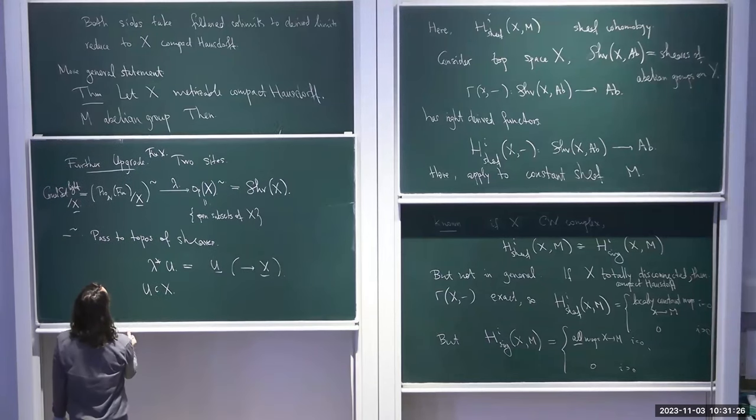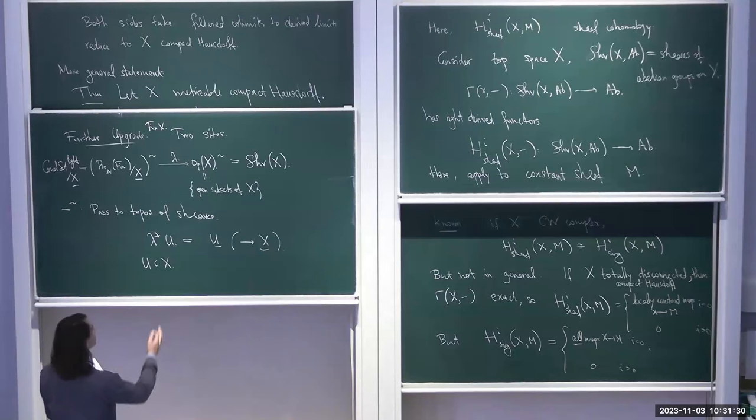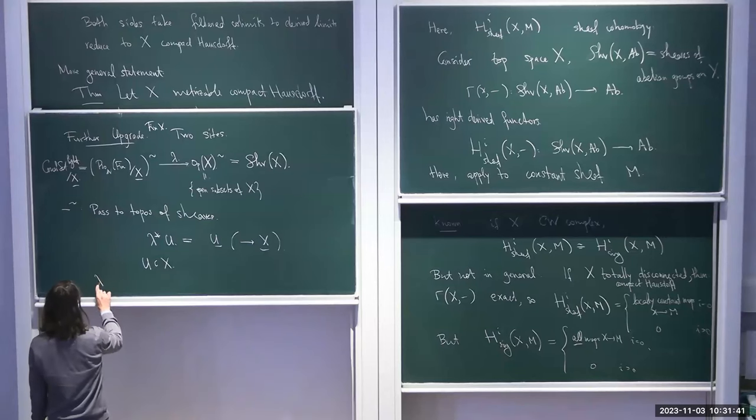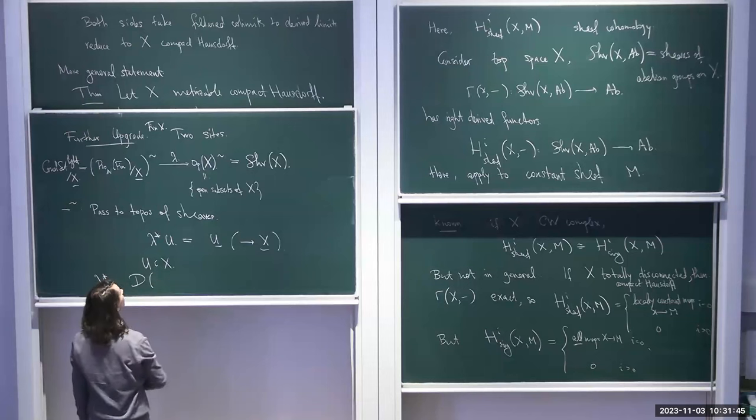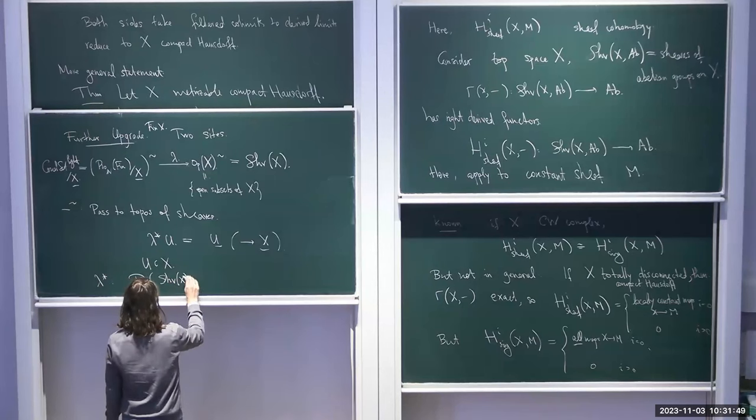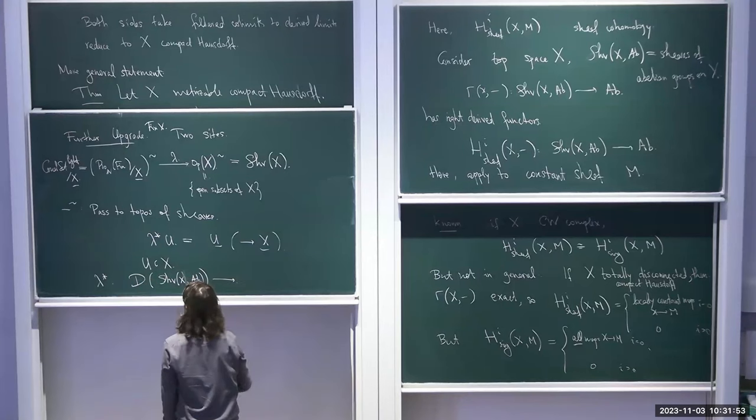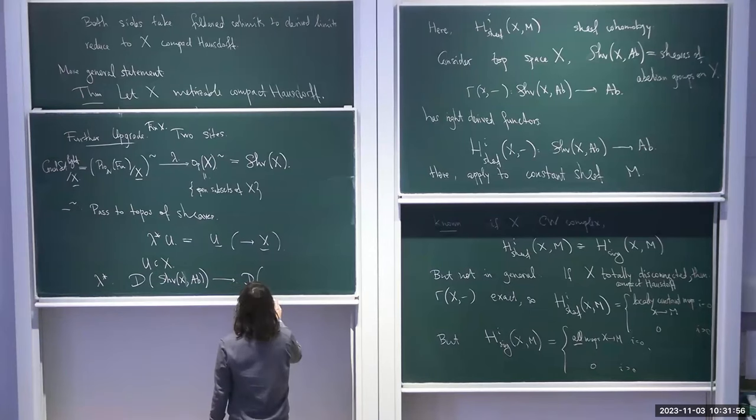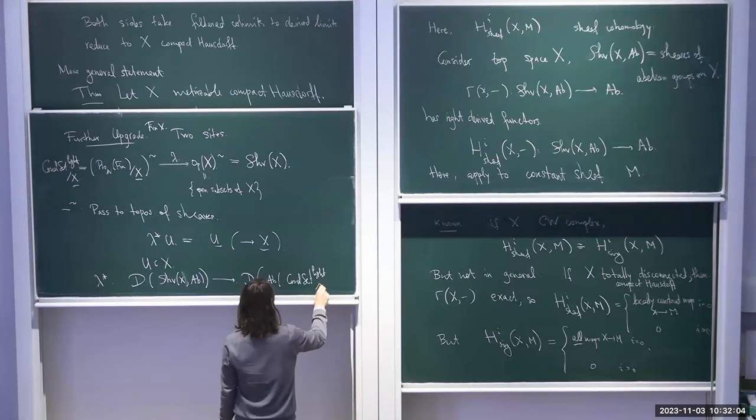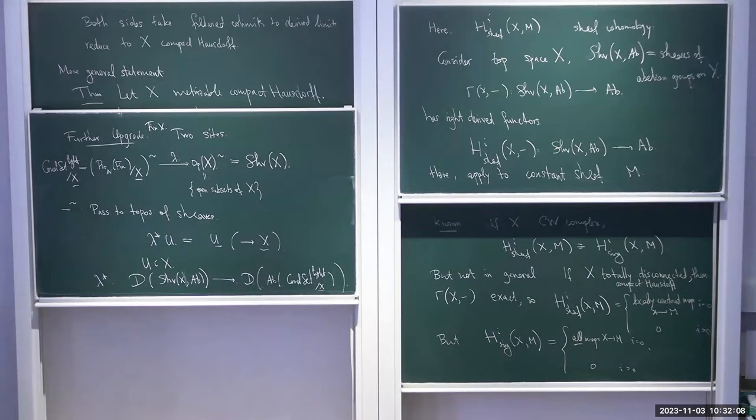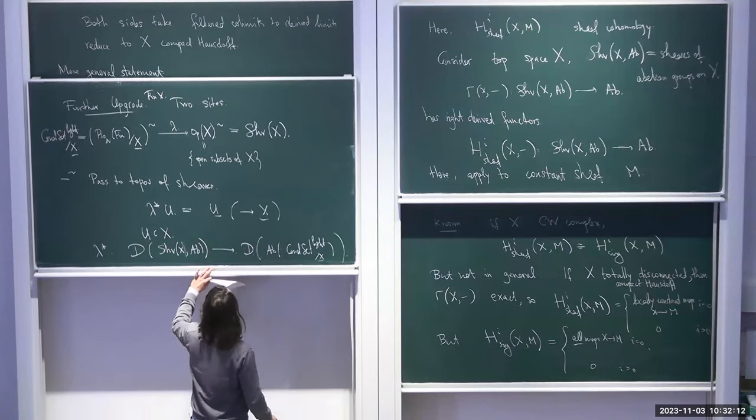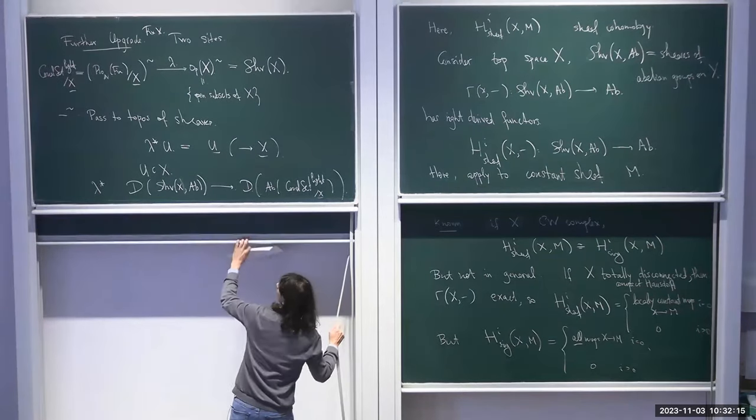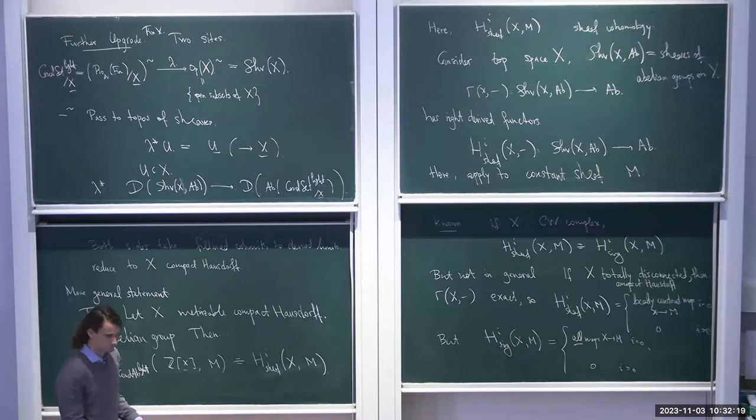And correspondingly, you also have the derived category of sheaves on X, which is used to define the sheaf cohomology. And you have the derived category of abelian sheaves on the condensed side, which would define this other cohomology. So basically, you also get a pullback functor on derived categories. So consider the derived category of sheaves on X, going to the derived category of the condensed sheaves over X.